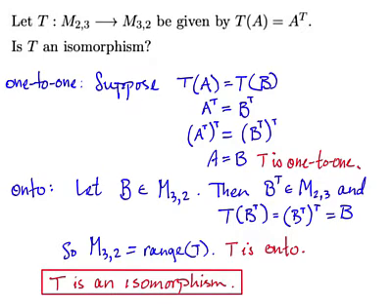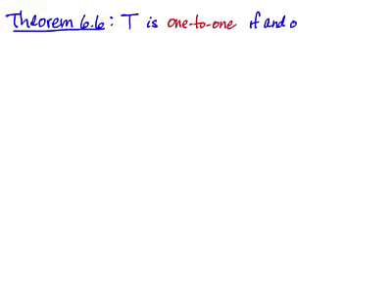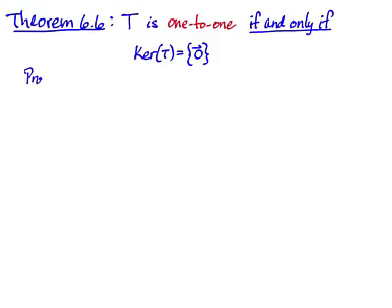All right, so let's look at a theorem. Theorem 6.6 says that the linear transformation T is one-to-one if and only if the kernel of T is the trivial subspace of the domain. So the kernel of T just has one thing in it, the zero vector. This gives us a nice, easy way to check if a linear transformation is one-to-one.